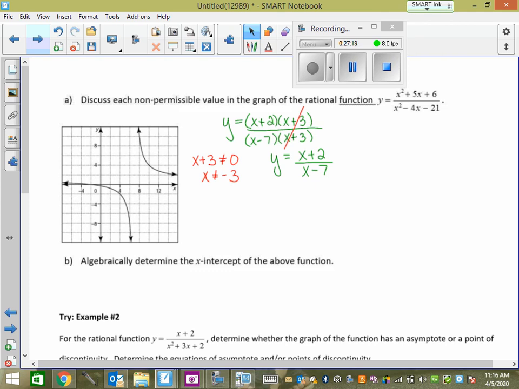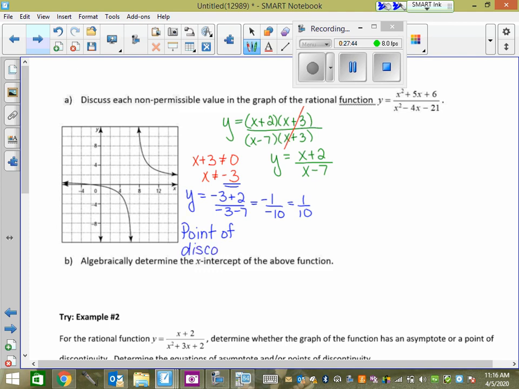To get the y value of my point of discontinuity, I plug -3 into that. So y equals -3 plus 2 over -3 minus 7, which is -1 over -10, which is 1 over 10. So I have a point of discontinuity at -3 and 1 over 10. So at -3 and 1 over 10, there should be an open dot here. That's a mistake on the graph.